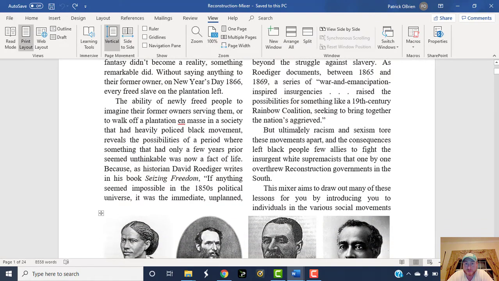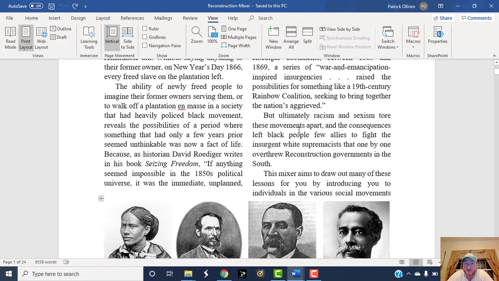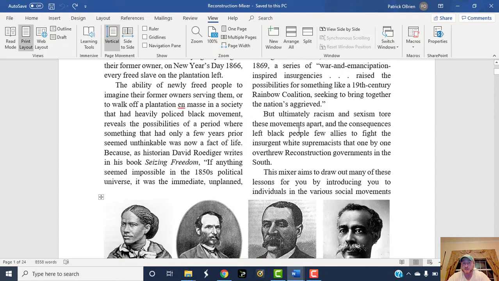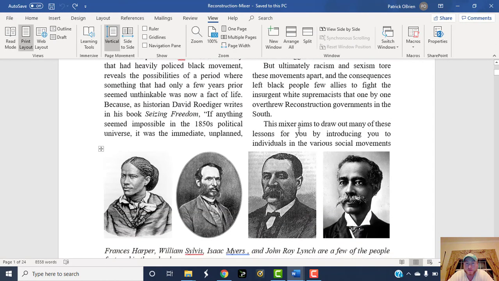As Roediger documents, between 1865 and 1869, a series of, quote, "war and emancipation-inspired insurgencies raised the possibilities for something like a 19th century rainbow coalition of different races and ethnicities, seeking to bring together the nation's aggrieved." But ultimately, racism and sexism tore these movements apart, and the consequences left black people few allies to fight the insurgent white supremacists that one by one overthrew Reconstruction governments in the South. And we'll watch a movie later in the unit that shows that happening. Hollywood made a movie about the southern states being redeemed.